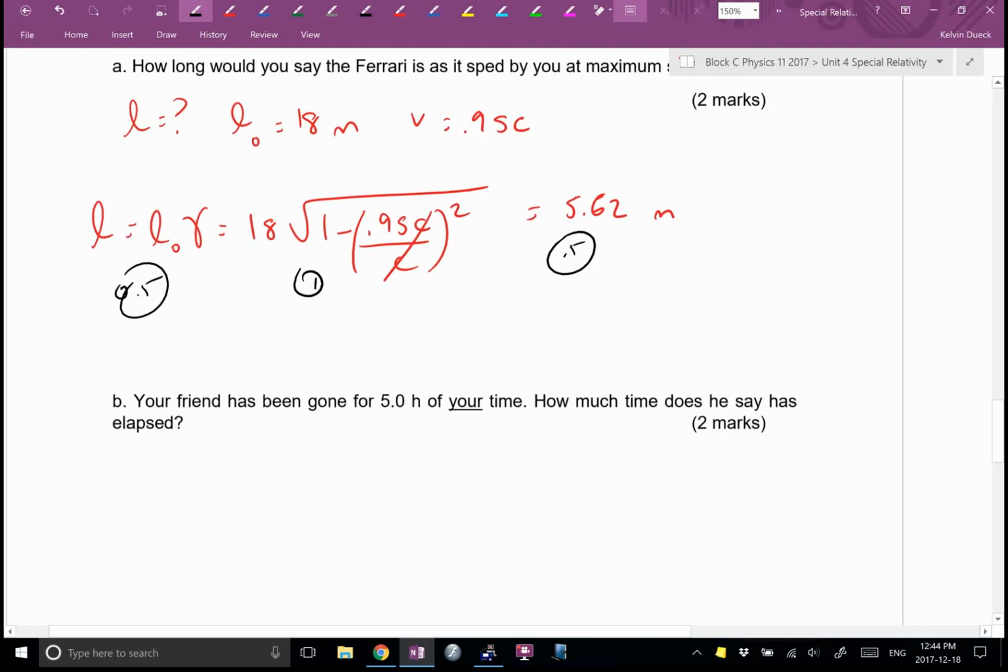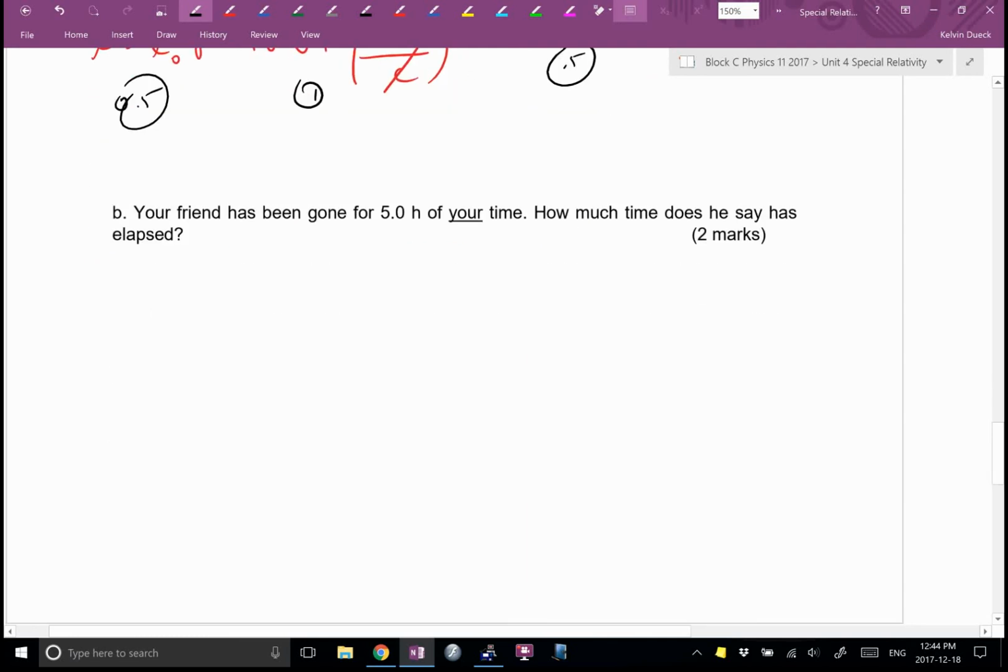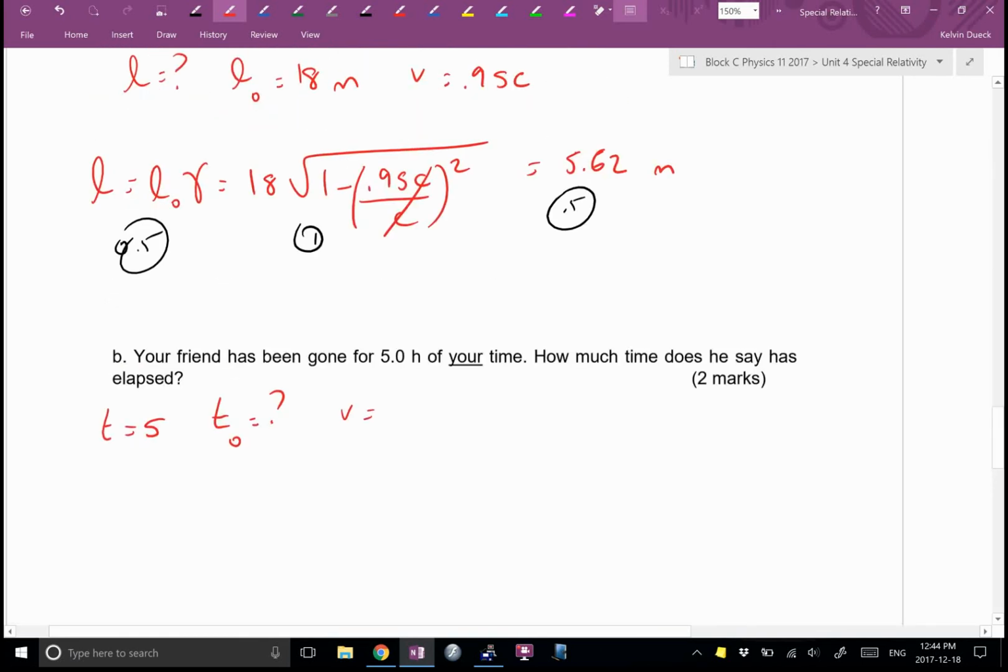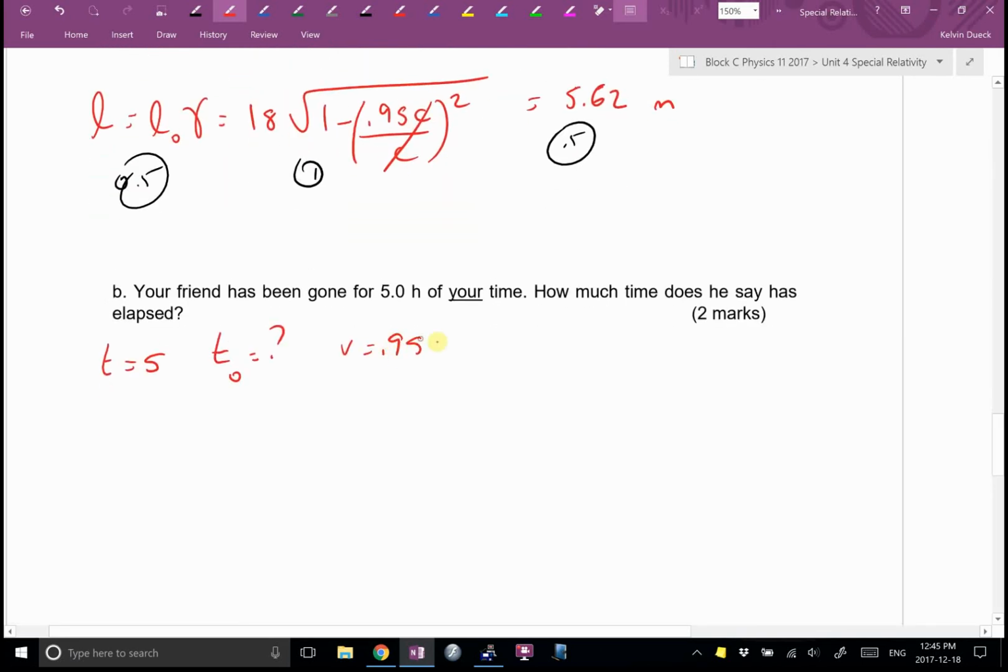Well, since we're going fast, time is different. So your friend has been gone for 5 hours of your time. Where am I? Back home on Earth. So they have just given me T. They want me to find time on board. My friend will have experienced less time than me. What was the speed? 95% of C? So I want to find T.